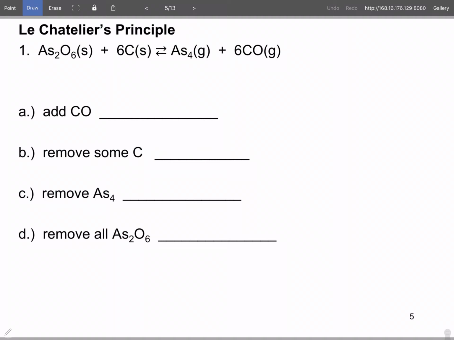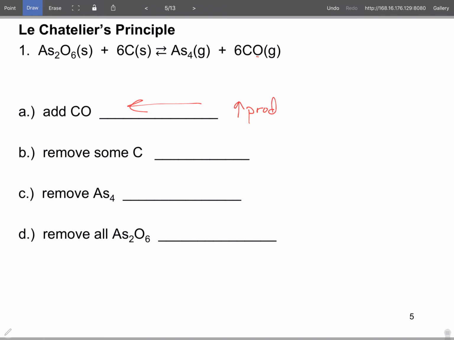So if we have our equilibrium here, this is As2O6, diarsenic hexoxide, plus carbon yields arsenic and 6 carbon monoxides. Okay, so we're going to add CO. So if we look at it, adding CO is a product. So we're going to increase the products, which means we've got to get rid of it. So we're going to shift to the reactant side to remove the product. Okay. So that was really easy.